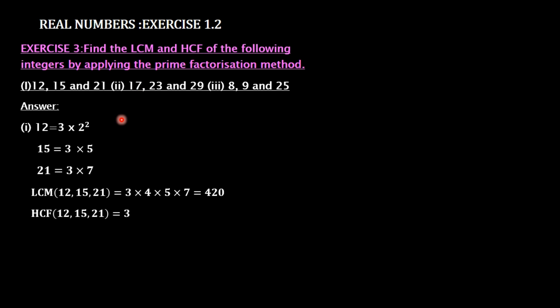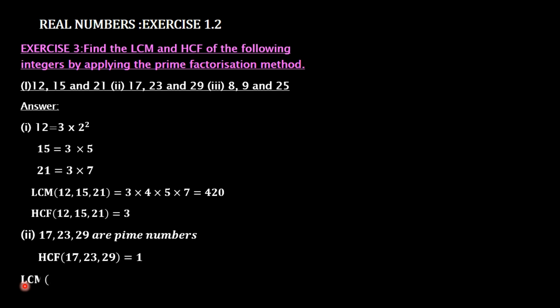So what is our HCF? Here, HCF equals 1. Why? There are no common factors among these 3 numbers. Then what about LCM? We have to multiply the 3 numbers in order to find the LCM. Since the greatest power of the prime factors is the numbers themselves, LCM equals 17 into 23 into 29. That is 11339.